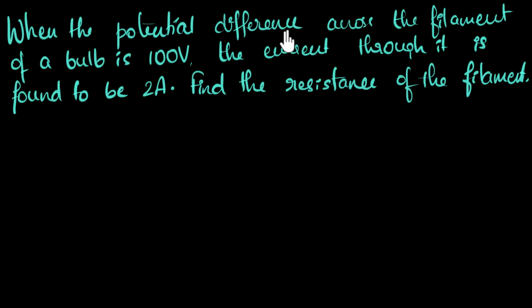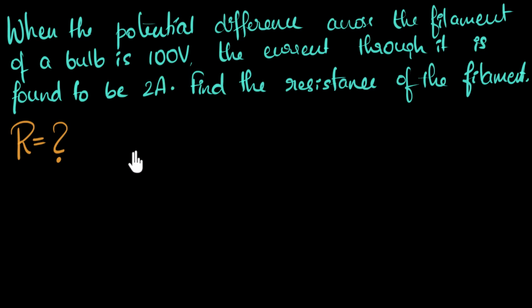When the potential difference across the filament of a bulb is 100 volts, the current through it is found to be 2 amperes. Find the resistance of the filament. So we are asked to calculate what the resistance, which we'll call R, of the filament is. This is what we need to find.